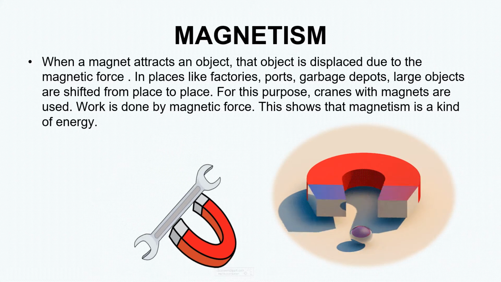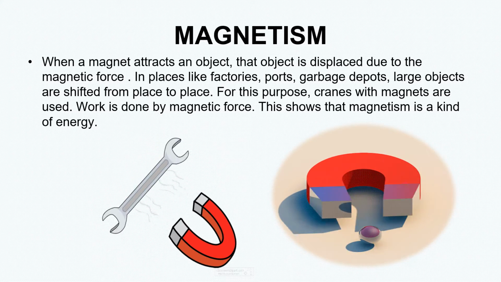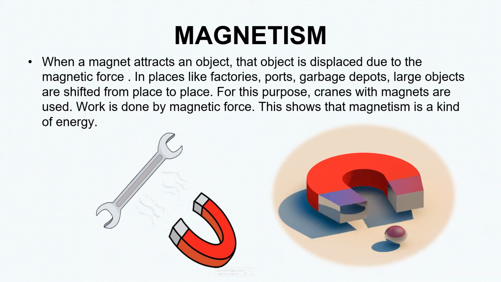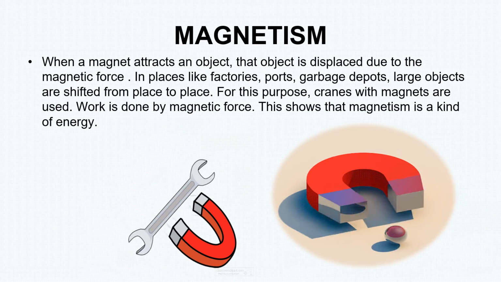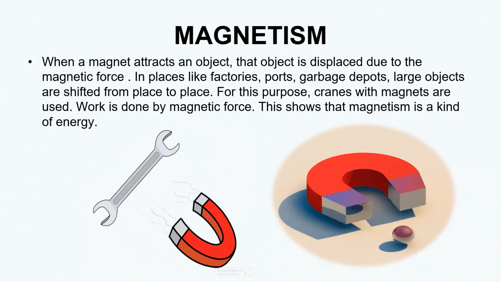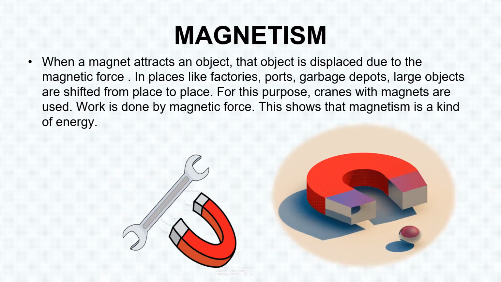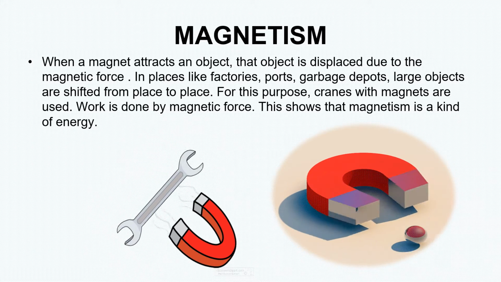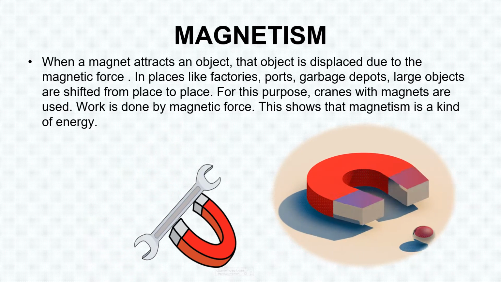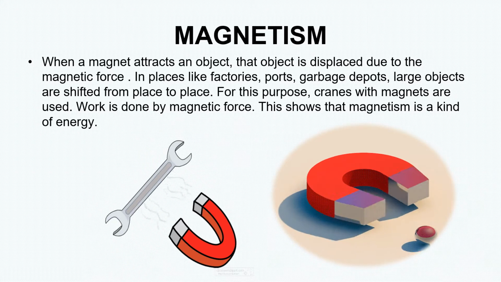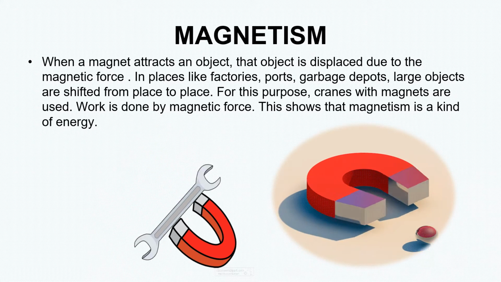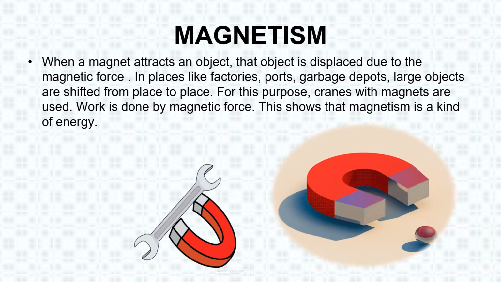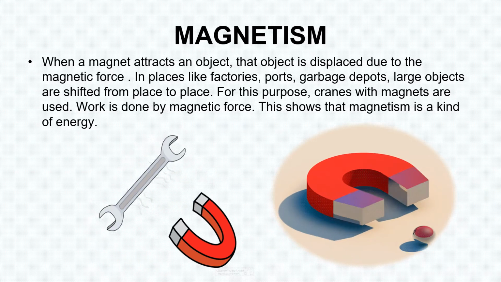Now let us understand what exactly is magnetism. When a magnet attracts an object, that object is displaced due to the magnetic force. Now here in this picture you can see that there are magnets, and across the magnet you can see different objects also, like a plier, or a ball. Now this magnet has a property to attract things towards itself, because of which those things move from their place. They get displaced because of the magnetic force.